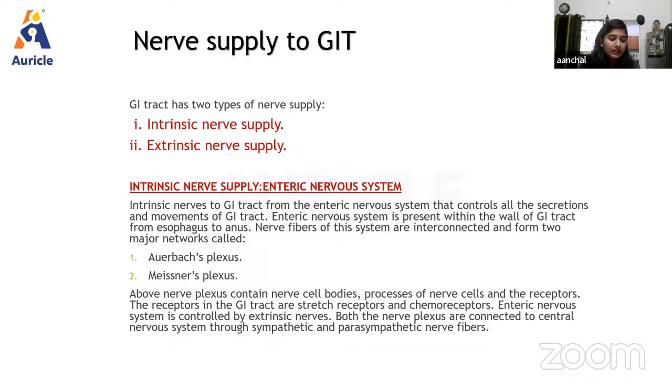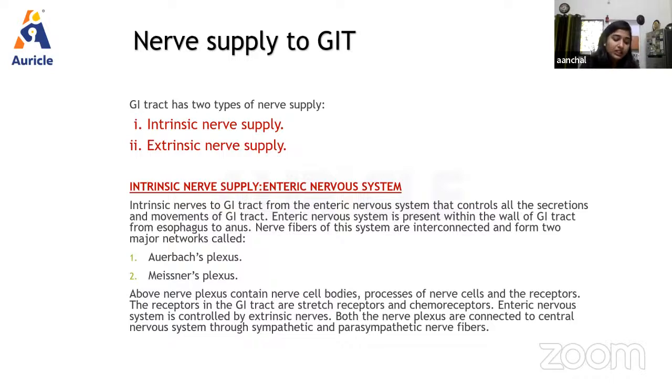First, if we talk about the myenteric plexus, it lies between the longitudinal and circular smooth muscle layer and it innervates both the layers. It is mainly motor in nature. You have to remember that it is motor in nature, whereas the Meissner's is sensory in nature.